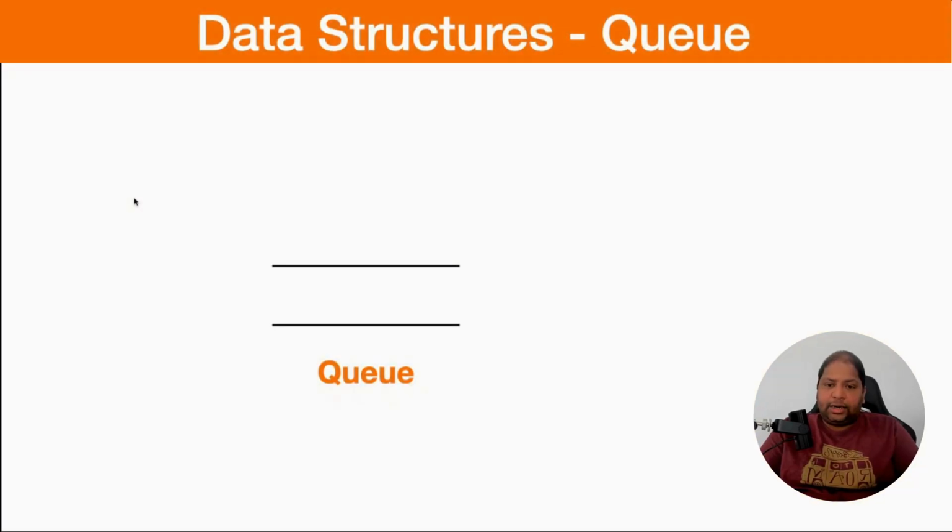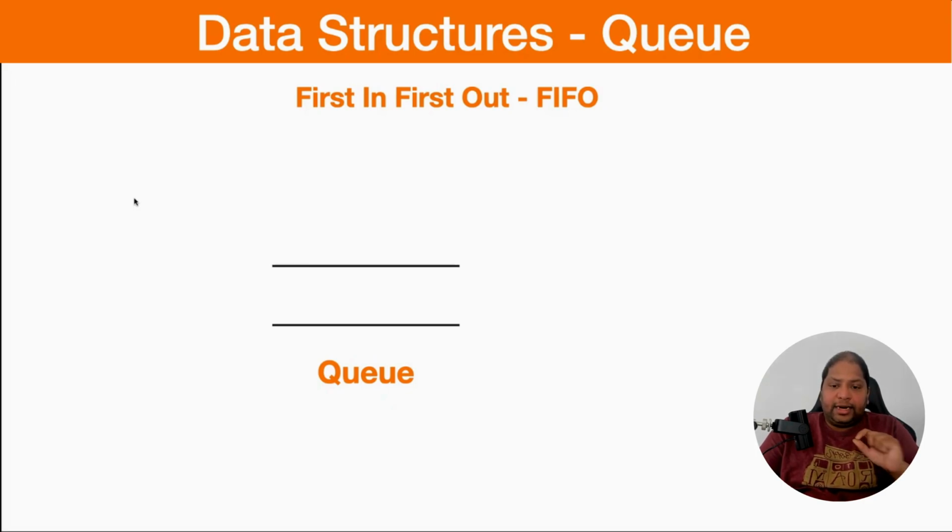The queue data structure is one of the basic data structures which follows the first in first out pattern. What does that mean? Whatever data is inserted first will be deleted from the queue first. So the order in which the data is inserted is the order in which it will be taken out of the queue.